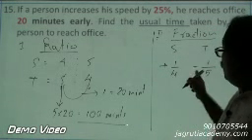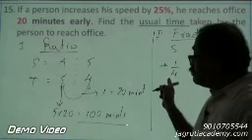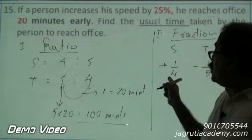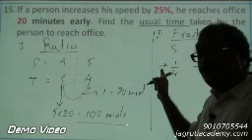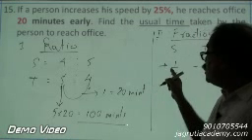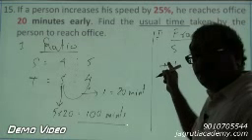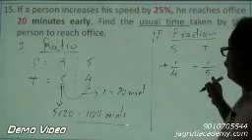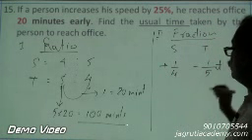So the denominator of time depends on the sum of the numerator and denominator, or the difference of the numerator and denominator, depending on the sign. If this is plus, add these two and write here. If this is minus, take the difference of these two and write here. So the time is reduced by 1/5 of the usual time.